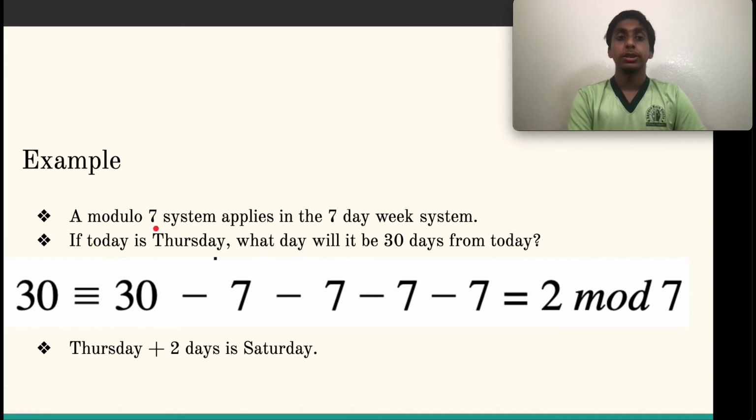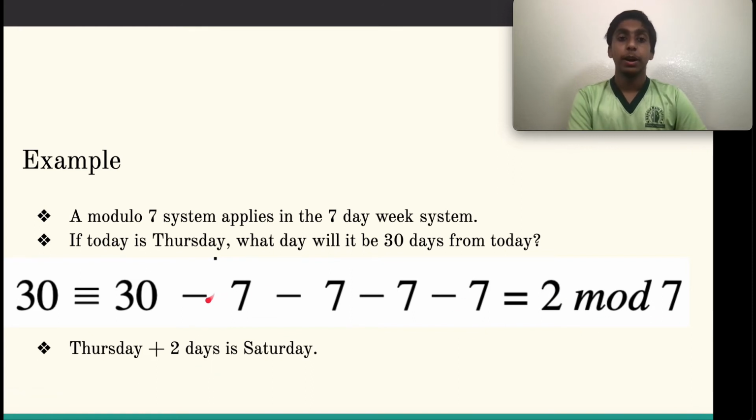A modulo 7 system applies in the 7-day week system. So here we're going to take the example: if today's Thursday. Well, today's actually Sunday, but let's just go with Thursday. What day will it be 30 days from today? Okay, so 30 is going to be congruent to some b mod 7. When I divide 30 by 7, my remainder is going to be 2. So that means 30 is congruent to 2 mod 7.